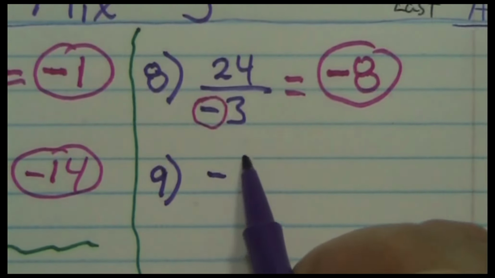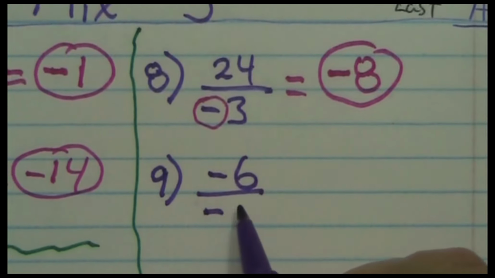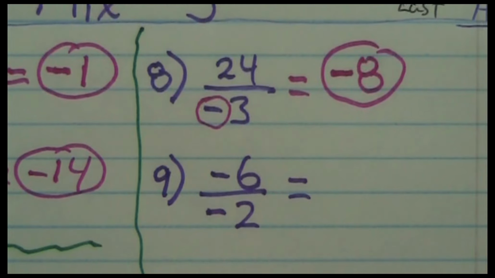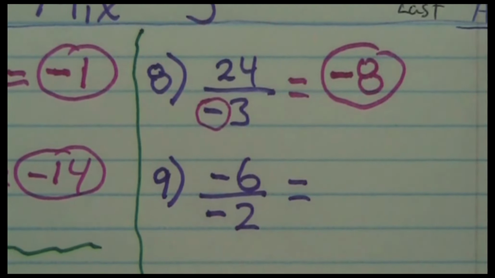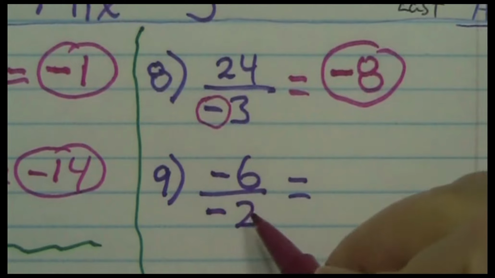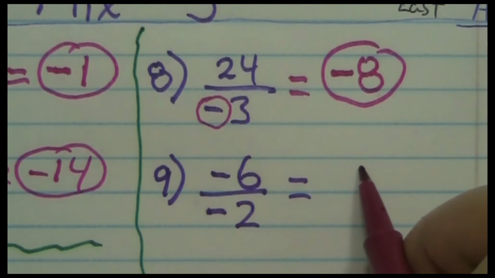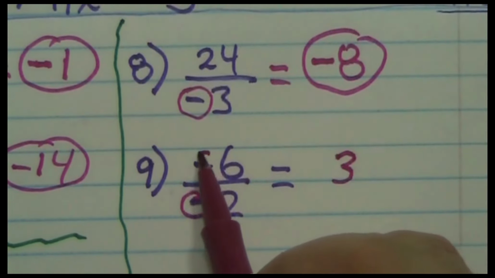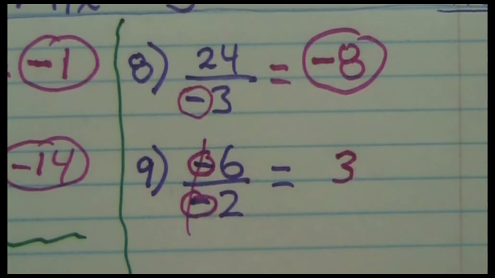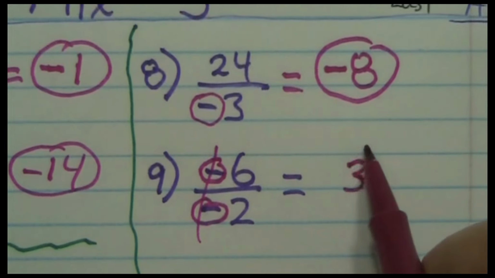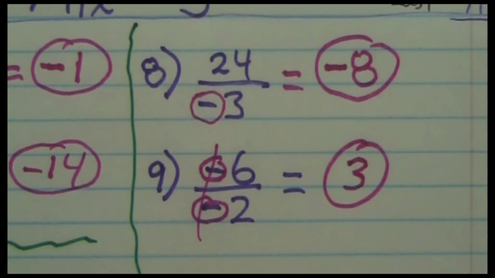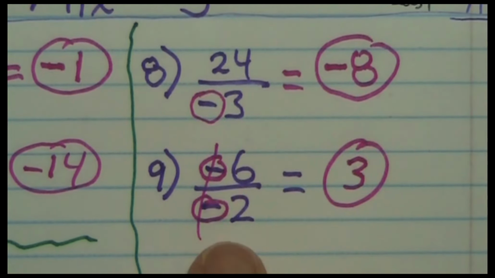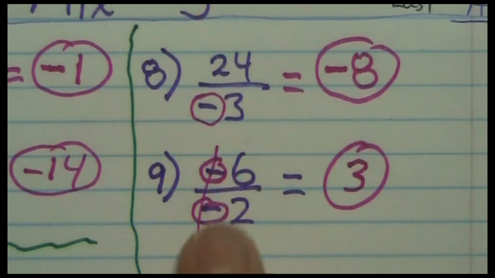Number 9 is -6 divided by -2. Two goes into 6 3 times. And I have 2 negative signs, 2 negative signs cancel. So the answer is just +3. Remember, all we do is just divide and count the negatives. One negative is negative, 2 negatives cancel.